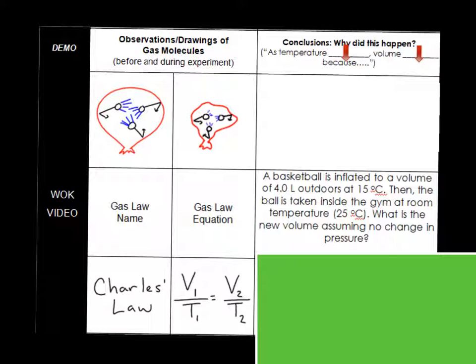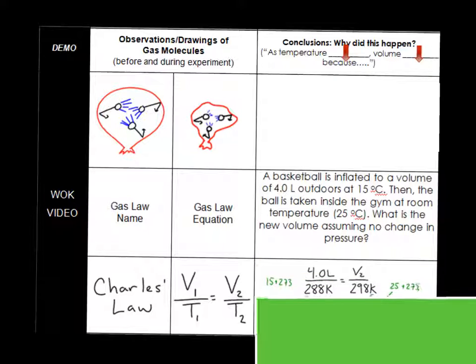We got another problem to do here. So we take a minute and go through this one as well. It says a basketball is inflated to a volume of 4.0 liters outdoors at 15 degrees Celsius. Then the ball is taken inside the gym at room temperature, 25 degrees Celsius. What is the new volume of the ball, assuming no change in pressure? So we can pause, take a minute to work on this one.